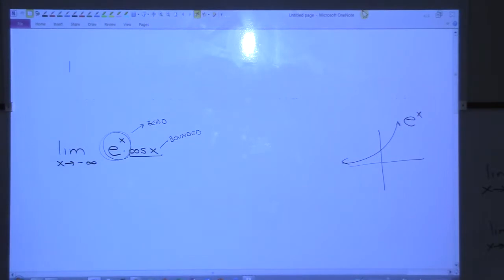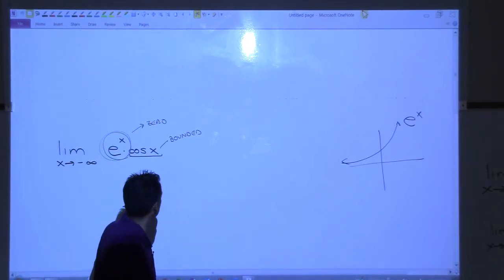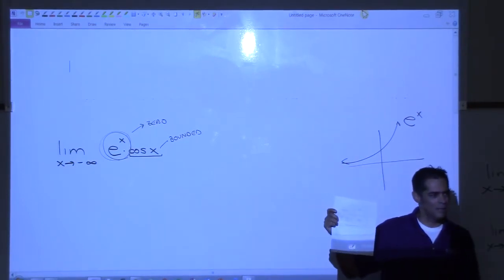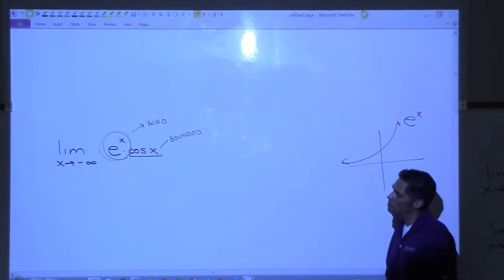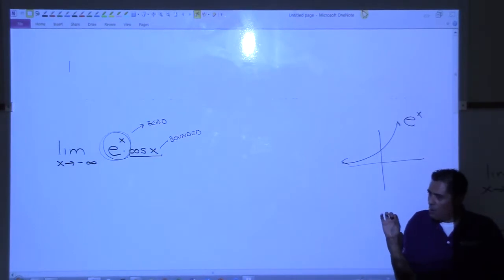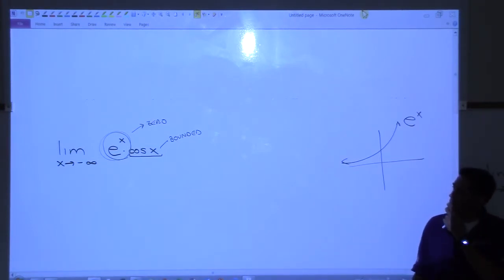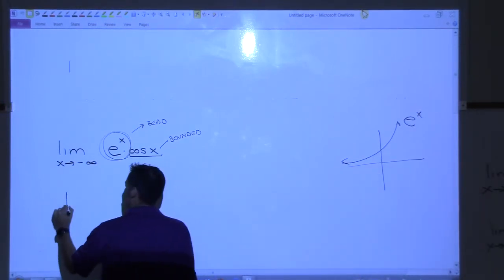So what do we get whenever we have 0 times bounded? Do we have anything on here for 0? I said 0 over bounded, that's not what I meant to say. 0 times bounded. I don't see anything on here that says 0 times bounded, do I? Okay. So what do you think the answer is going to be? You got a number that's getting really, really small times a number that's bounded. You think it'll get bigger? Think it'll get small?